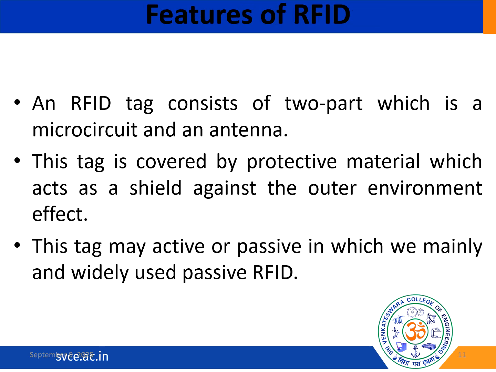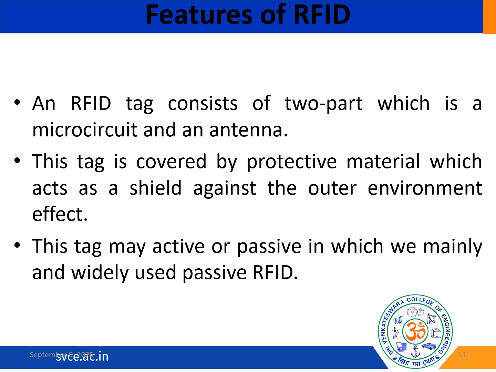And next we have features of RFID. An RFID tag consists of two parts, a microcircuit and an antenna. The tag is composed of two primary components. We have a microcircuit, which can store and process the data, and an antenna that transmits and receives radio signals.